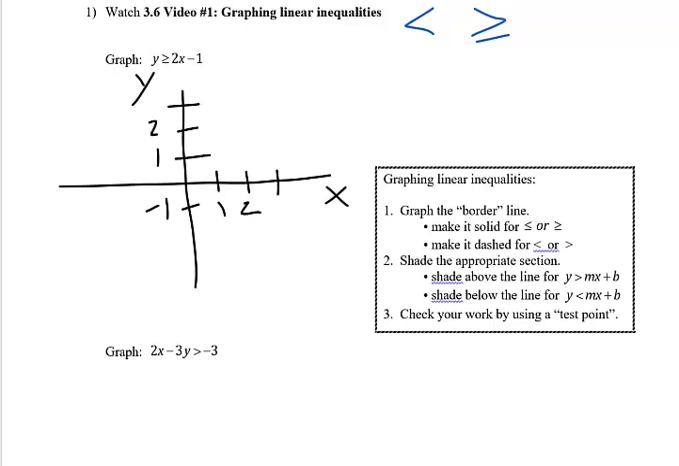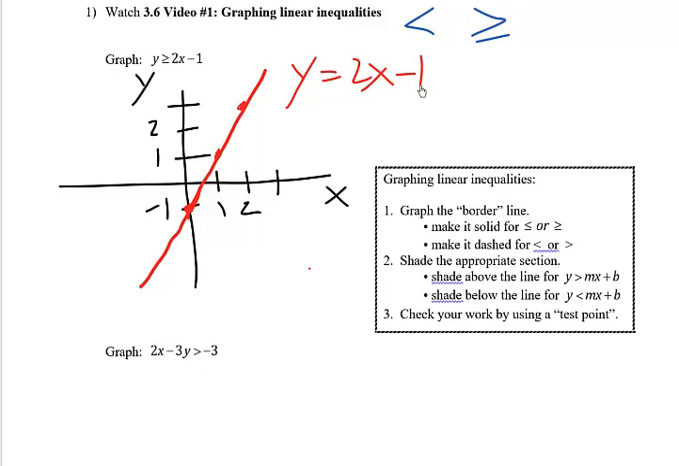And then to make our line, the y-intercept is -1, so we'll start there. And then the slope is 2, so I need to, from the y-intercept, travel up 2 and over 1. And then again, up 2 and over 1. And then connect the dots and I'll have my line. That line is the line y equals 2x minus 1.